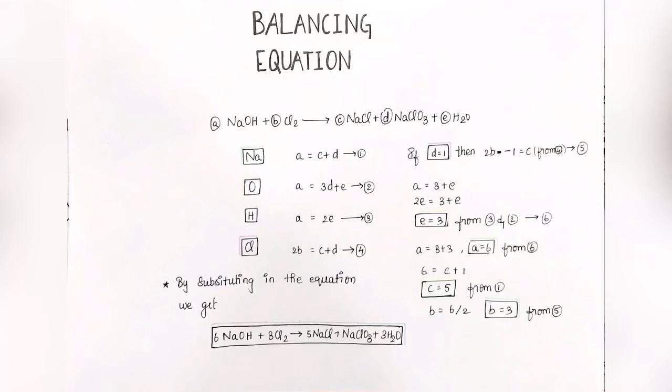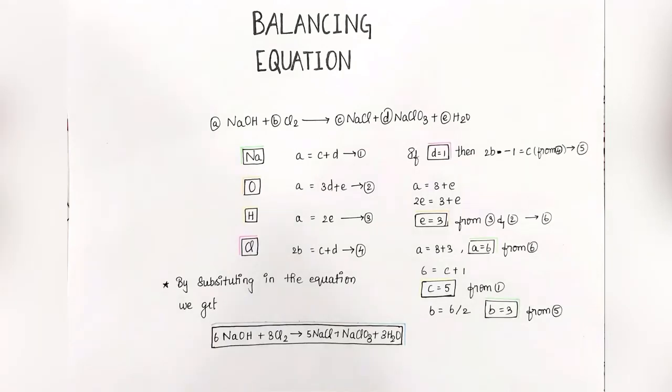So if we take D equal to 1, then the value of C will be 2B minus 1 according to equation 4. Let's take it as equation 5. And here we can see that from equations 2 and 3, A is equal to 3D plus E and A is equal to 2E, so 2E is equal to 3 plus E. If we calculate it, E will be 3. So from equations 2 and 3, we get E equal to 3.